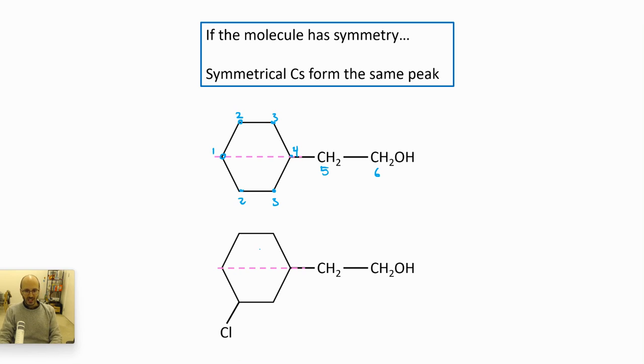Now, what happens when in the ring you put a chlorine like this one? Well, then the line of symmetry disappears, because for the ring to be symmetrical, you would need a chlorine here, which is not there. So goodbye to the line of symmetry, and therefore how many peaks? 6 from the ring, plus 1 here, plus 1 there. That will give you 8 peaks.